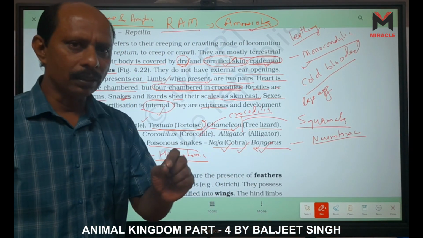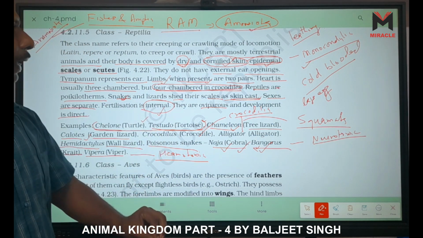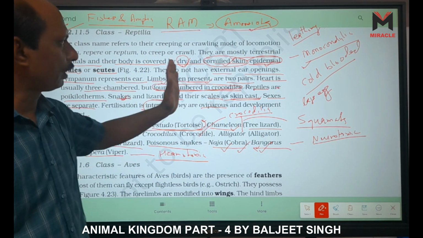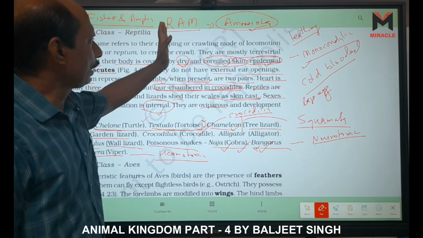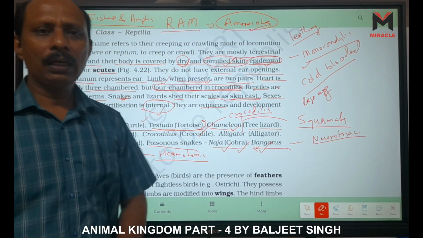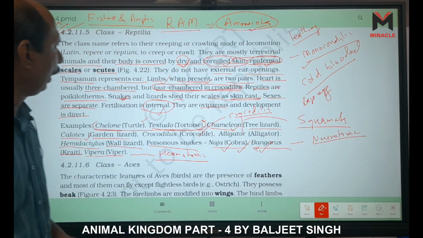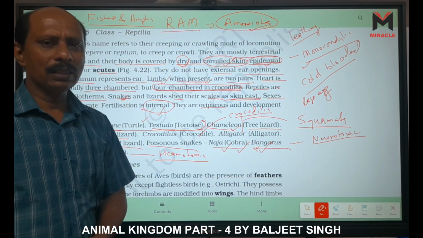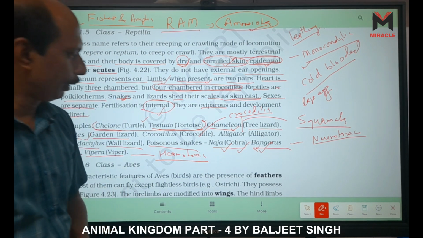If they are present, these eggs are called amniotic eggs, and animals belonging to this group are called amniota. So reptiles, aves (birds) and mammals are considered amniotes. And fishes and amphibians are considered anamniotes. Right?